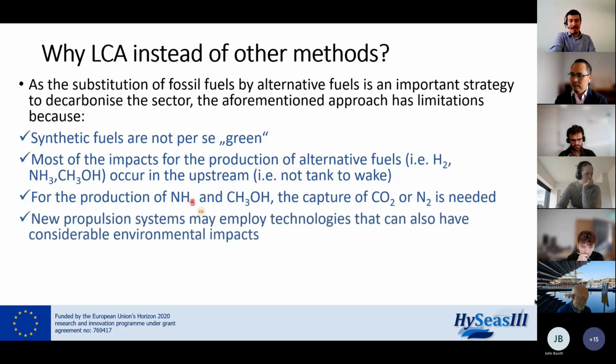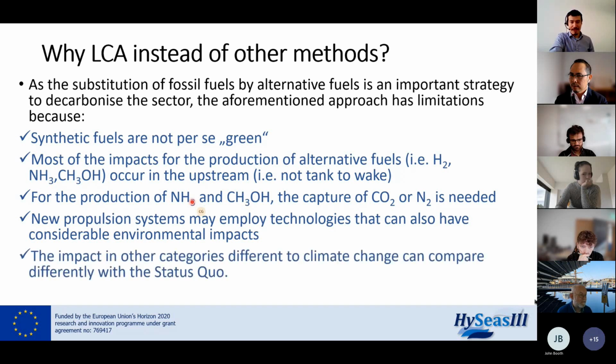And we're also attempting to use new propulsion systems using technologies like fuel cells, and that's the case of HySeas. And those technologies can also have considerable environmental impacts. So yeah, and we might have impacts in other impact categories, as Ed already explained.